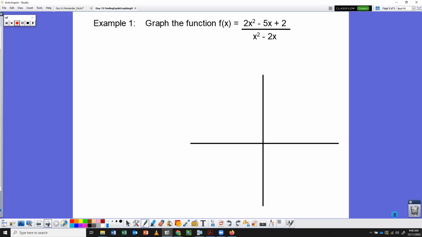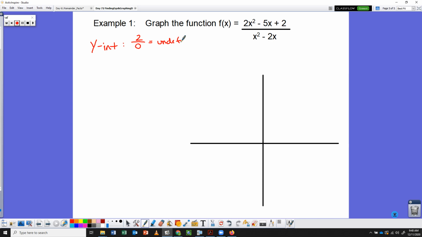So the very first thing that you want to do is find your y-intercept. And the way that you do that is by plugging a 0 into your formula everywhere for x. So 2 times 0 squared minus 5 times 0 plus 2 gives me a 2 in the numerator. And when you put a 0 in everywhere in the denominator, you get 0. So the y-intercept is 2 divided by 0, which is undefined, which means this particular graph does not have a y-intercept. In other words, the graph never actually crosses the y-axis.